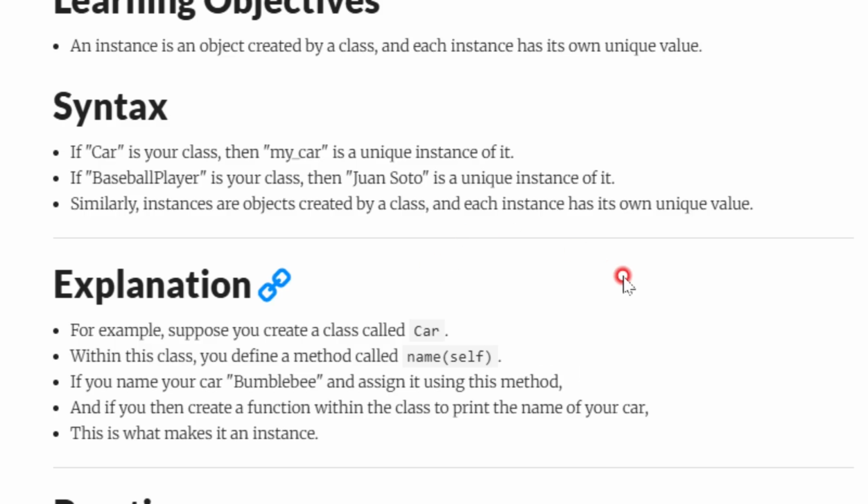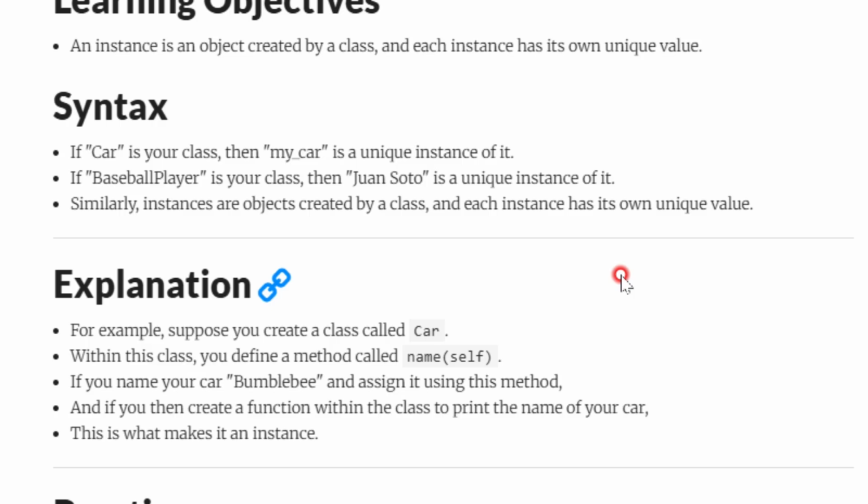Let's use an analogy to understand this better. Imagine you have a mold to make cookies. The mold itself is like a class. It provides the shape and structure, but it's not an actual cookie. When you press the mold into the dough, you create individual cookies. Each cookie is an instance of the mold. Even though they are made from the same shape, each cookie is separate and can have its own unique characteristics, like decorations or size variations.